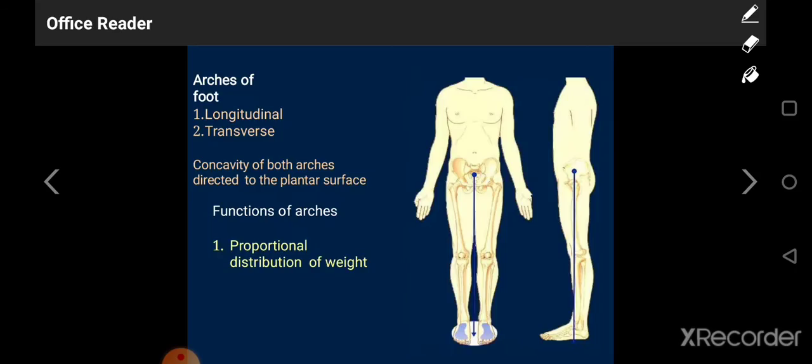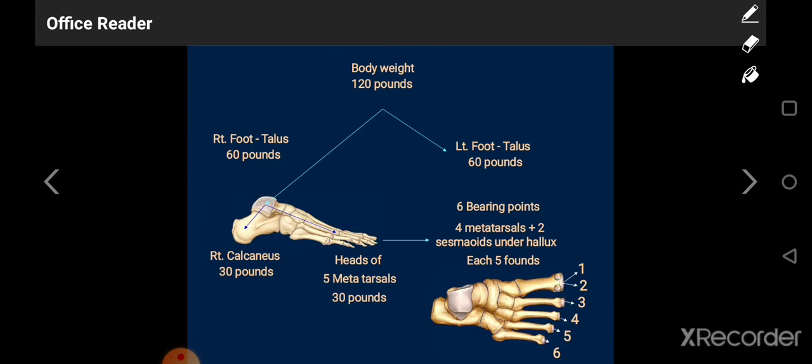gastrocnemius and soleus. The arches of the foot are divided into two categories, the longitudinal and the transverse. The concavity of both arches is directed to the plantar surface. Functions of arches are proportional distribution of weight.